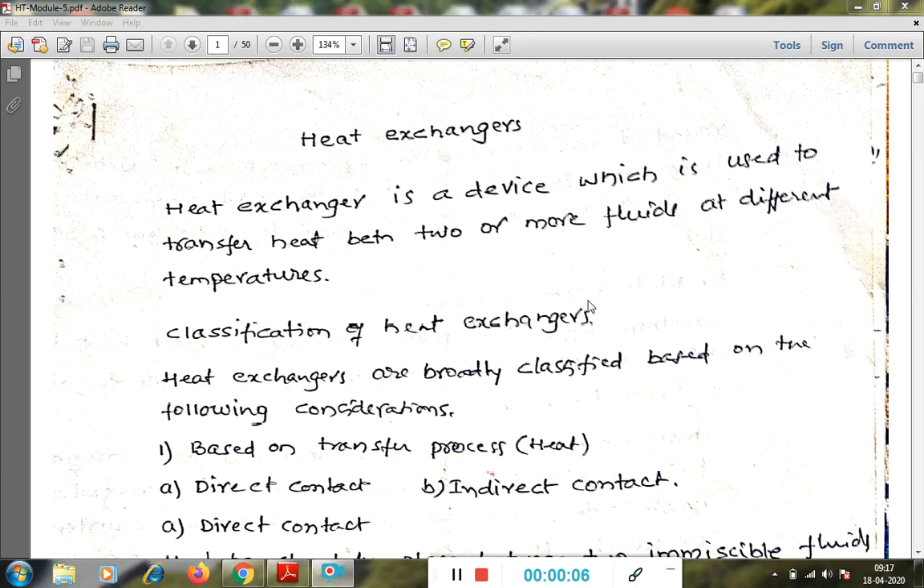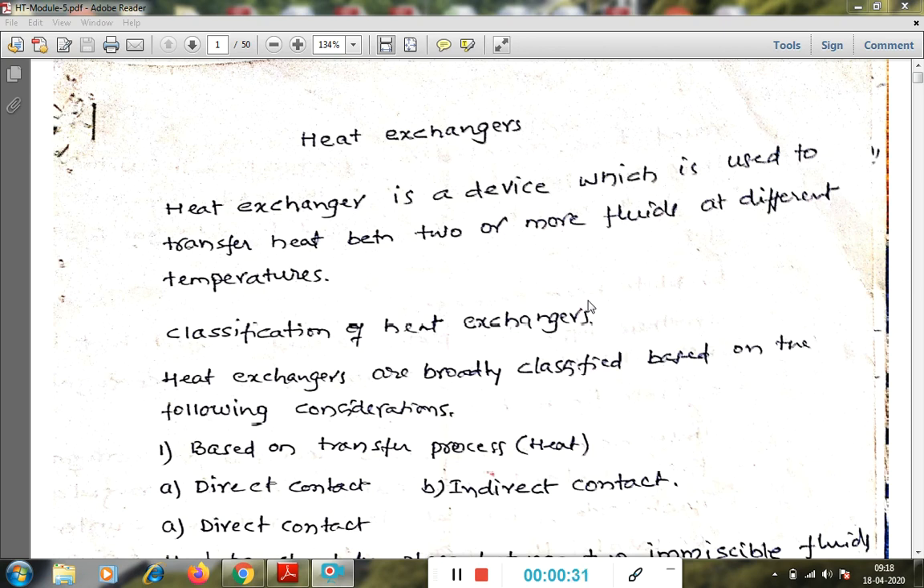Students, today I will start the new chapter, heat exchangers. A heat exchanger is a device which is used for the transfer of heat between two fluids, usually from the hot fluid to the cold fluid. These devices, which we use for transfer of heat from the hot fluid to the cold fluid, are called heat exchangers.